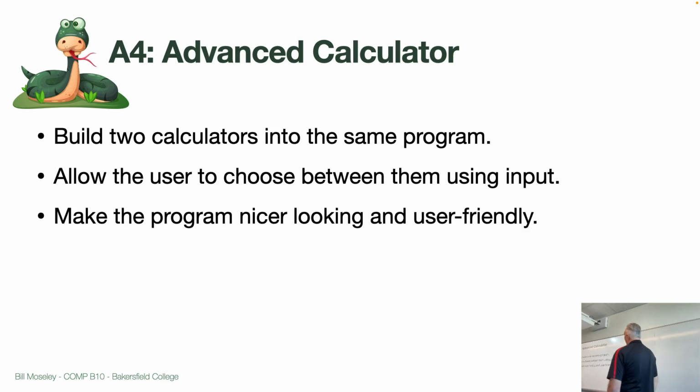Assignment 4 is to build an advanced calculator. It's not really advanced. I should probably call it something else. Maybe a semi-advanced calculator, or I could just say two calculators in one program, although that sounds a bit fishy as well. Basically, you're building a single program that has a main menu that allows the user to choose one of two calculators that will then take input from the user and produce a calculation.